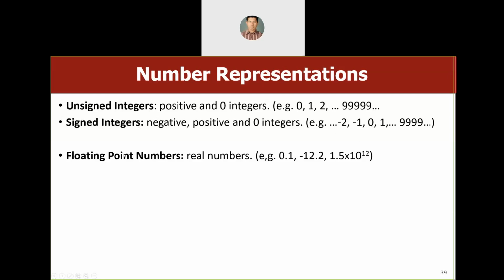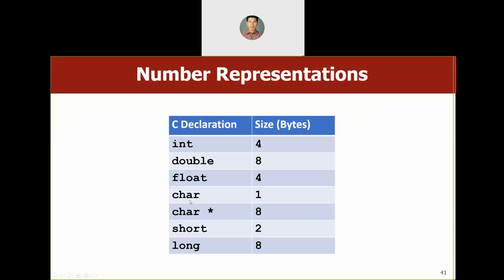What about floating point numbers? They are real numbers which can be written in the decimal system, or sometimes in mantissa and exponential form. For further reading you can also refer to the IEEE floating point numbering system, how they are represented. So these are basic data types which are available in C: C declaration and number of bytes.